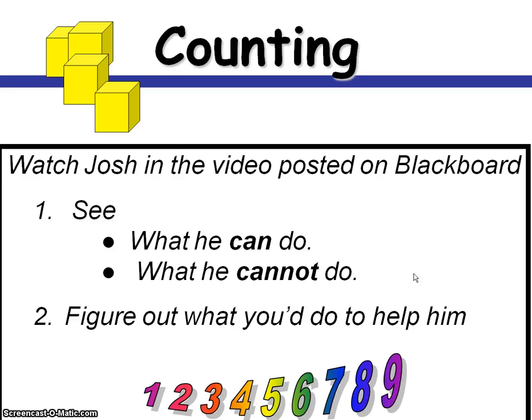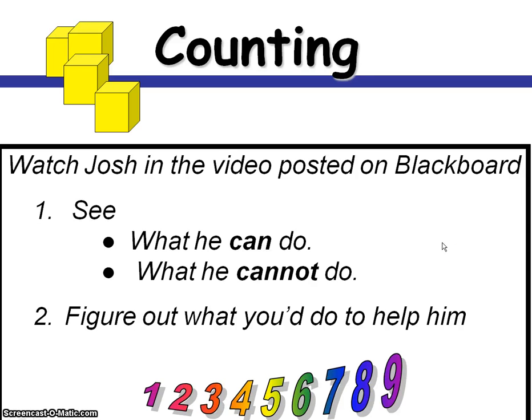Now, what I'm going to want you to do in a minute is close this presentation and open a video in Blackboard. This one is a video of little Josh, a bright kindergarten child, counting. I want you to watch carefully and see what Josh can do and what he can't do. It's easy to be overwhelmed, thinking this child is making major mistakes, but embedded in his major mistakes is a lot of important knowledge and skill that he has. So look and note what he can do, what he can't do. And then think about what you would do to help him progress.